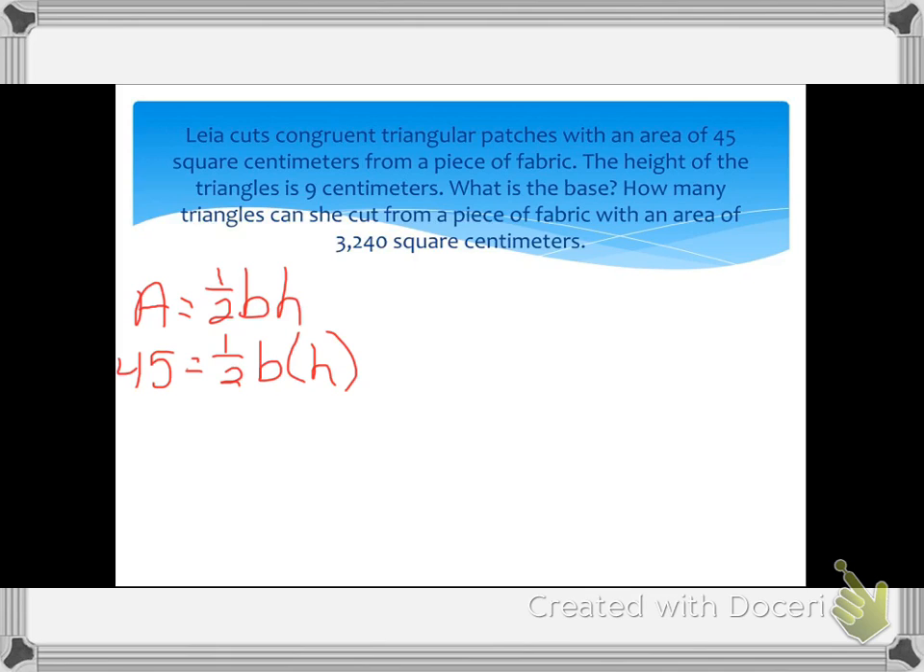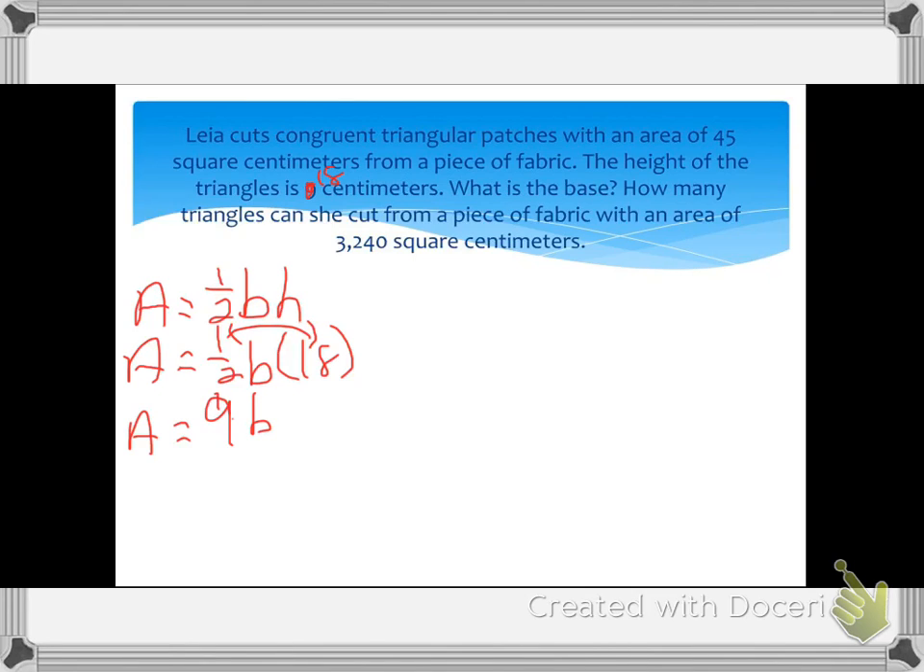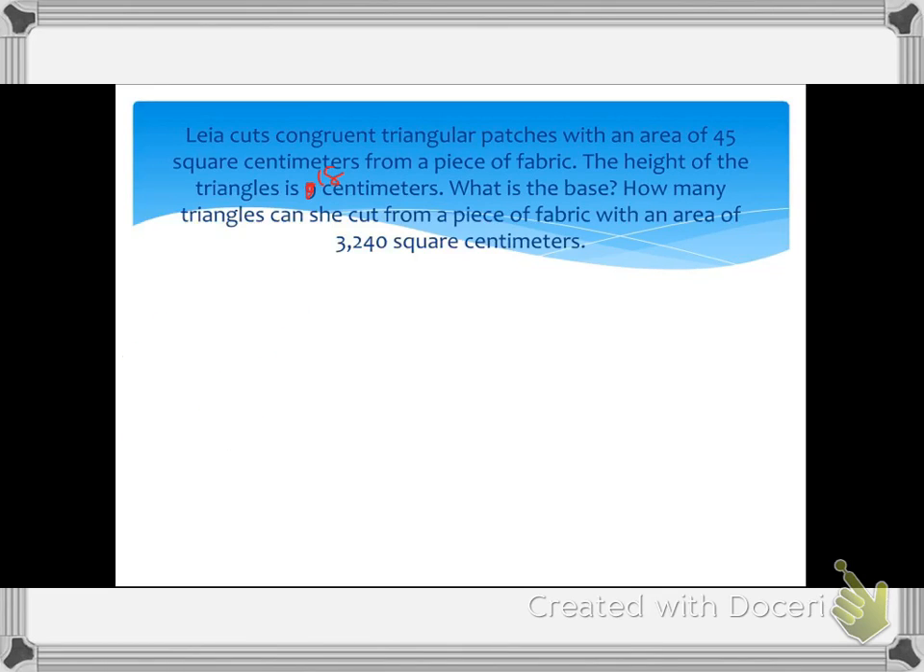Actually, I want to change this problem. I had forgotten it. This should not be 9. This should be 18 centimeters. So the area equals 1/2 base, the height is 18. Now we're going to get to that 9. So then our area equals 1/2 of 18 is 9. So 9b. I'm going to start this completely over.